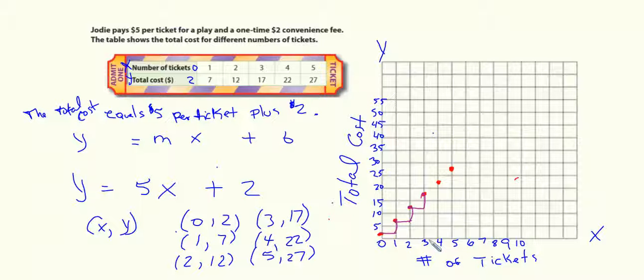So you can see that this graph still represents that concept of constant rate of change. Okay, as one value changes by a constant amount, the other value is also going to change by a constant amount. So there you go. Linear relationships represented by a graph.